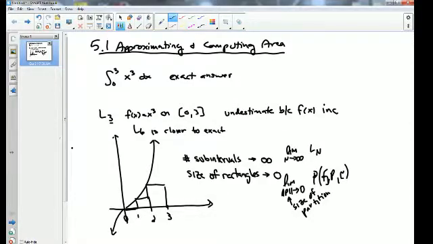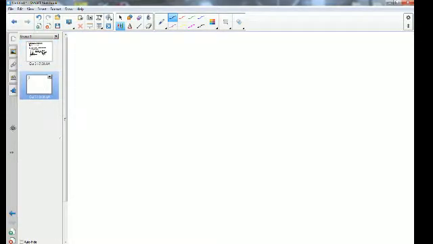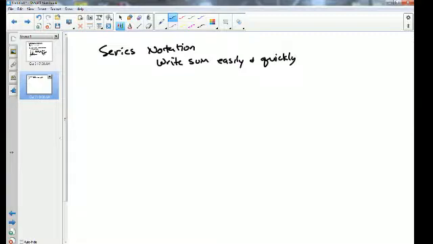Don't be a mathematician. Honestly, it's okay. Series notation is a way to write a sum easily and quickly, and it's very straightforward. We'll dive into it a lot second semester, but this is the Greek letter sigma. It's a capital.